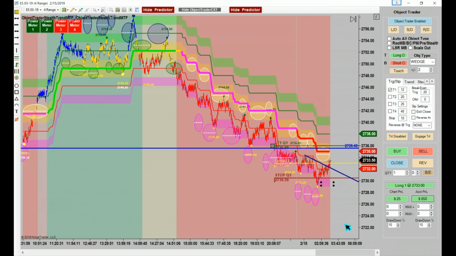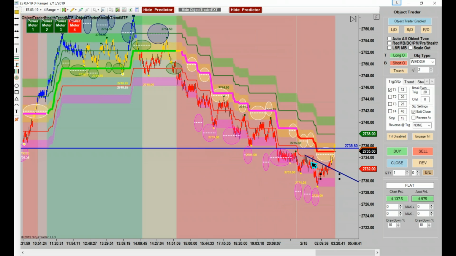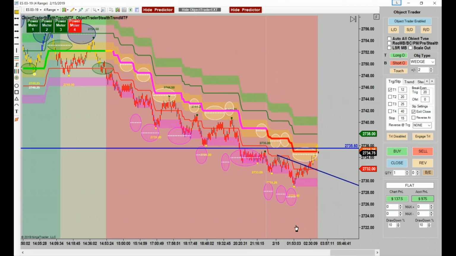Put my stop nice and tight. Exit on close. And we got ourselves 12 ticks on a trend line break. Now, keep in mind that was a tad on the gutsy side, but I was looking at the thrust retrace and see how that made a higher low, and then we got our trend line drawn. Now, does that mean that every one of those is going to work? No. No.